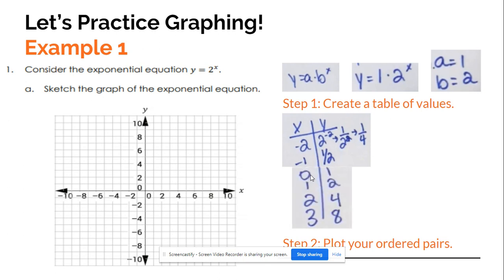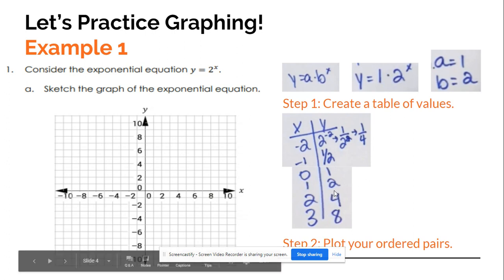Continuing that table of values, when x is 0, remember anything raised to the 0 power is 1. And when x is 1, anything raised to the power of 1 is itself. So 2 to the first power is 2, and 1 times 2 is 2. If x is 2, and I substitute 2 in for x, 2 to the second power is 2 times 2, which is 4, and 4 times 1 is 4.